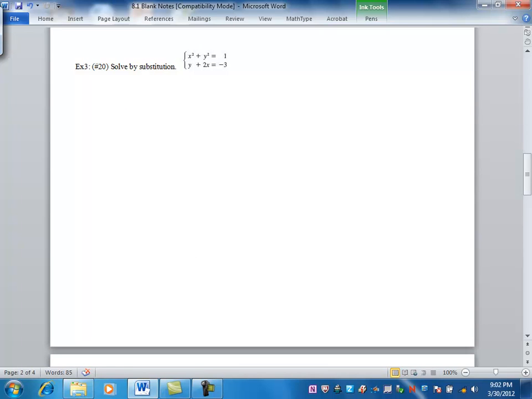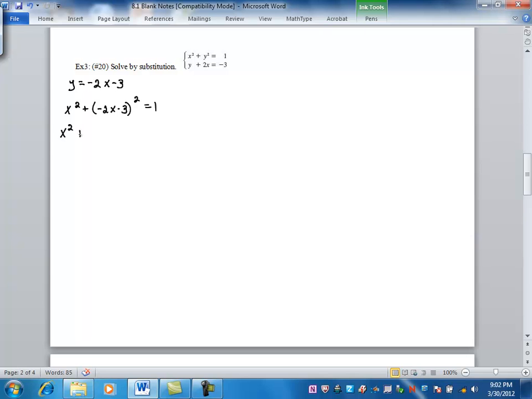One more system here to look at. Again, we see this bottom equation can be solved for y fairly easily. y equals negative 2x minus 3. We're going to plug this in now, so we've got x squared plus parentheses negative 2x minus 3 quantity squared. This equals 1. We can expand this.